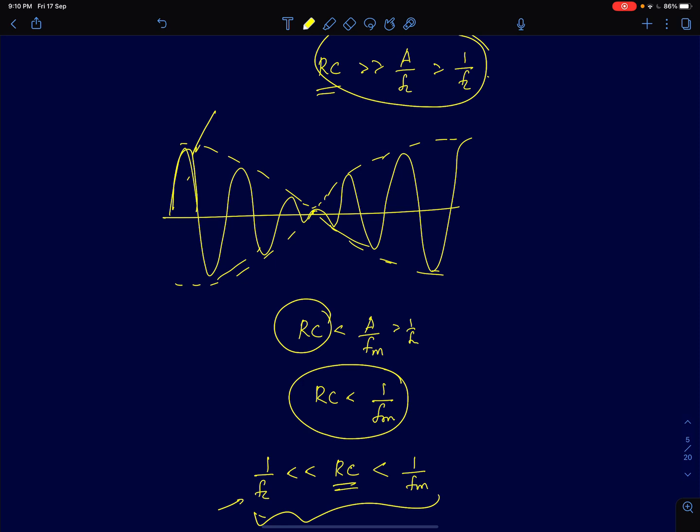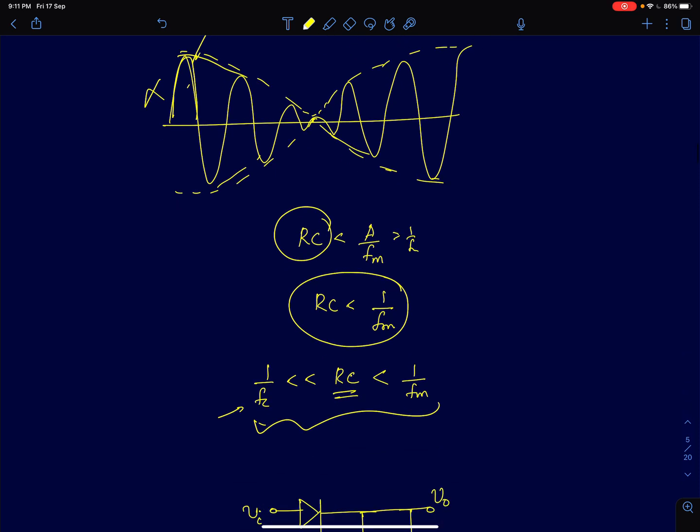You don't want to track this. You only want to track its peak. But your time constant should be greater than 1 by FC, and it should be less than 1 by FM. So if you satisfy these two conditions, you will be able to track the envelope.